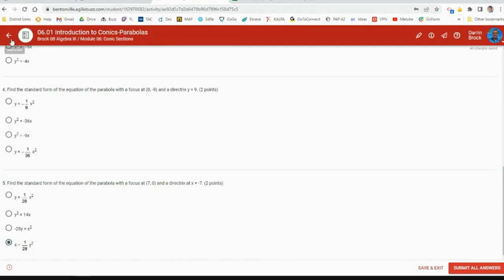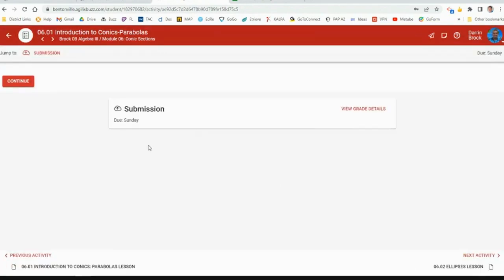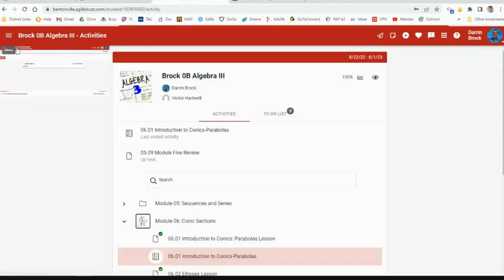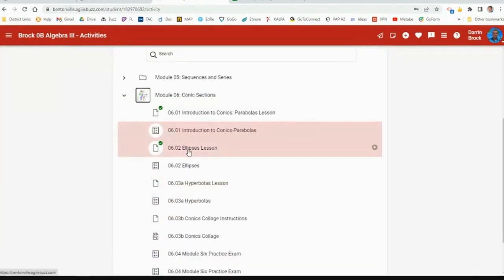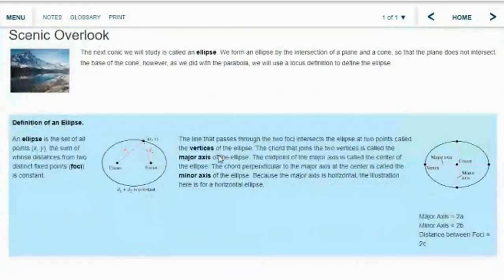So, all right. Yeah, I want to leave. I don't want to submit. I didn't do the rest of the problems. Let's look real quick at ellipses. Ellipses are similar. It's just another one of the things we can get from the conics.